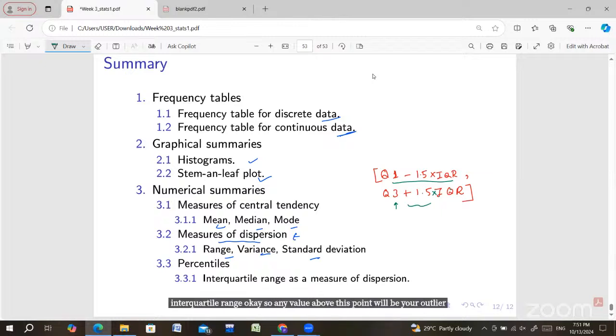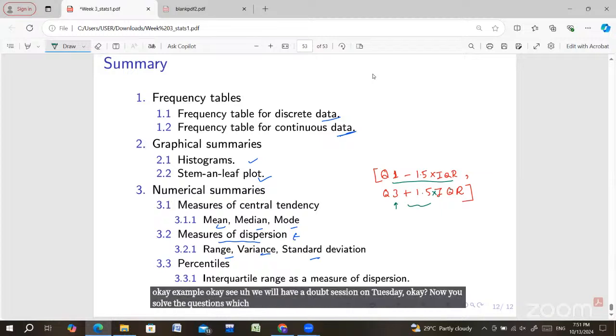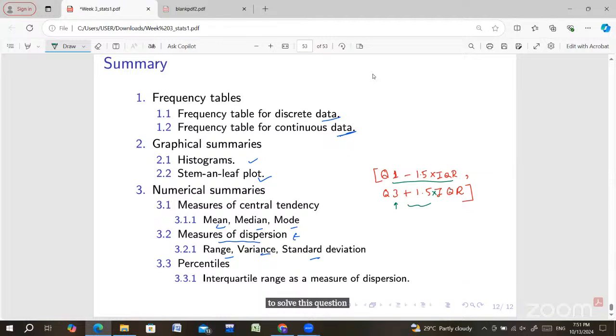Take some examples. We will have a doubt session on Tuesday. Now you solve the questions which are given in the activity and practice assignment. If you get any doubt, then we will solve those questions here.